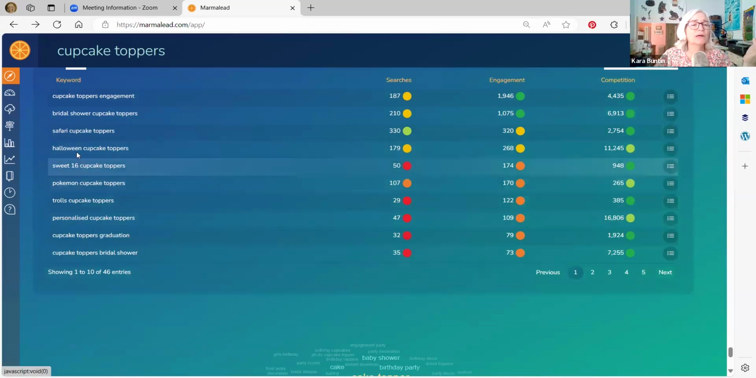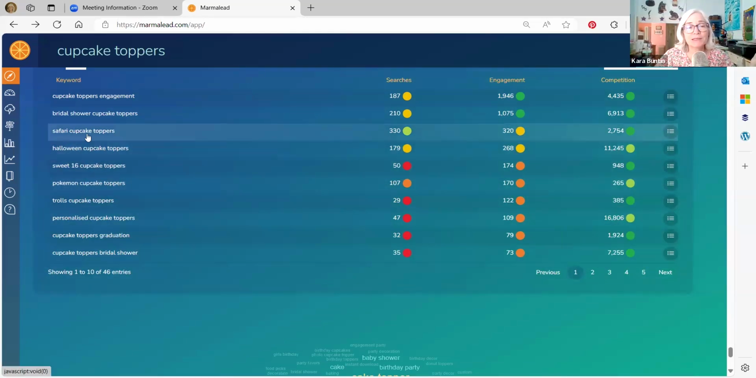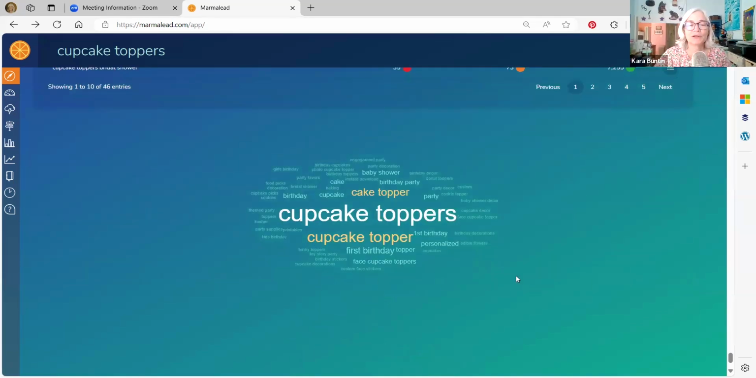You can go through, again, like here's safari cupcake toppers. If people are searching for that, that looks pretty good. That's like 330 searches, 320 engagement, and only 2,700 competing listings. That's really low for Etsy. And then there's a word cloud at the bottom. So a lot of these features were already in Marmalead, but there are some changes, so just be aware of that. And I wanted to go through that.